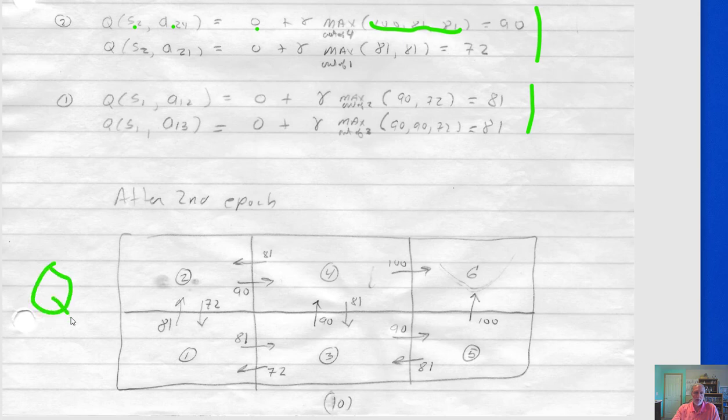After the second epoch, here are the Q values. So this is Q after epoch number 2. It's not converged yet. We could keep doing this for 100 epochs, but it would take a long time.